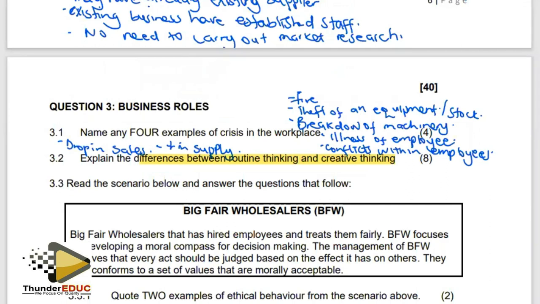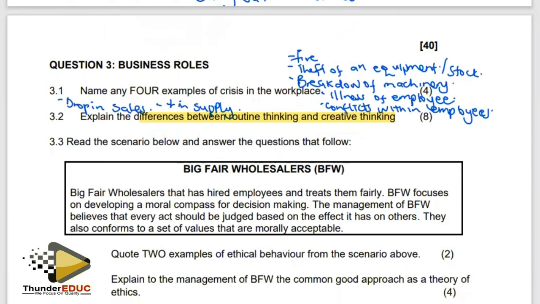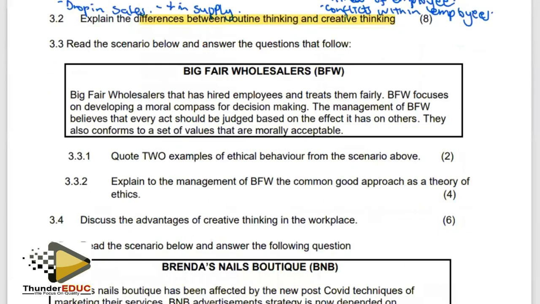We are given a business scenario of Big Fair Wholesalers, BFW, that has hired employees and treats them fairly. Get that? Big Fair Wholesalers focuses on developing a moral compass for decision making. So the management of Big Fair Wholesalers believes that every act should be judged based on the effect it has on others.